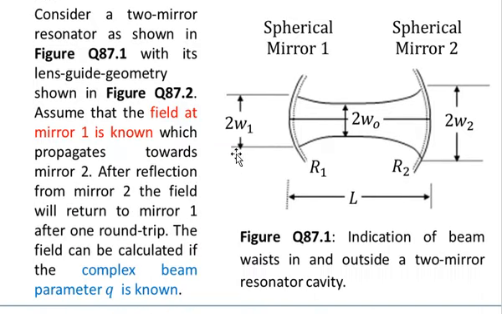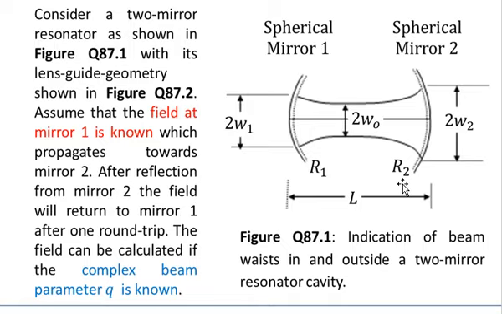So let me first discuss the figure. The caption of the figure is indication of a beam waist in and outside a two-mirror resonant cavity. So you see that this resonant cavity consists of two spherical mirrors, spherical mirror 1 and spherical mirror 2. The two mirrors are separated by a distance equal to capital L. The radii of curvature of these spherical mirrors are R1 and R2 respectively.